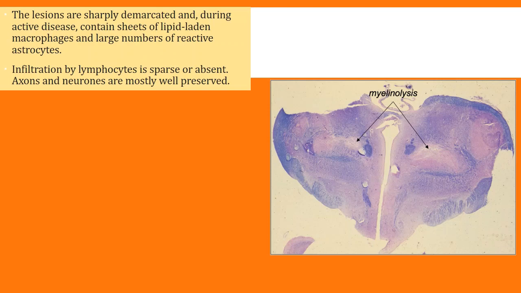In addition, there will be perivascular lymphocytic infiltrate. Infiltration of lymphocytes, however, is sparse to absent in this case, but it must be noted that axons and neurons are generally well preserved.